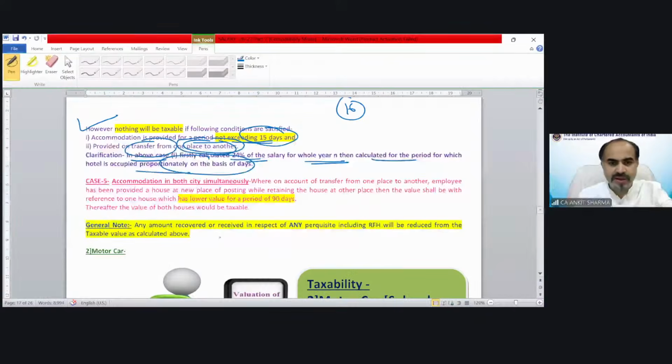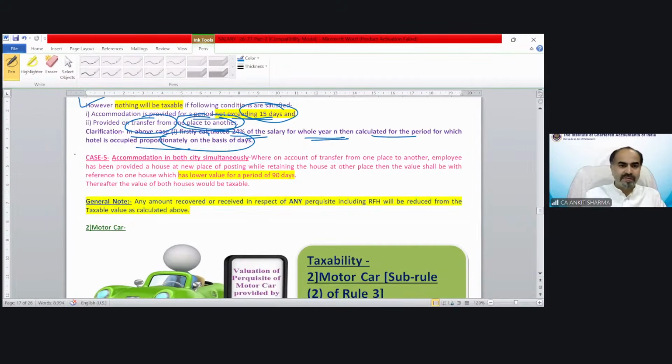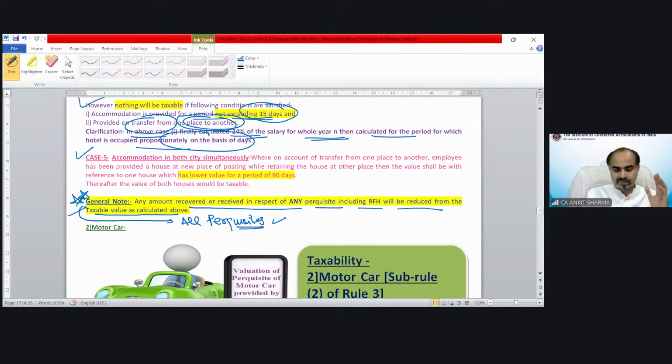Here is a provision regarding it. Case number 5. You can go through it. Now a general note, and this general note is applicable for all perquisites, not only for rent-free house. Any kind of perquisite. And it says a very simple thing. If any amount is recovered or received in respect of any perquisite, including rent-free house, it will be reduced from the taxable value as calculated above.